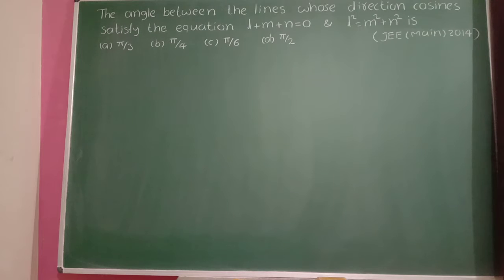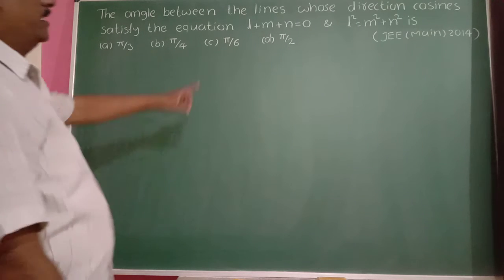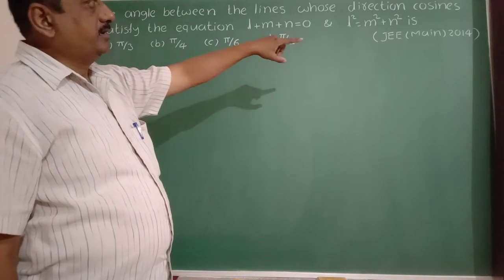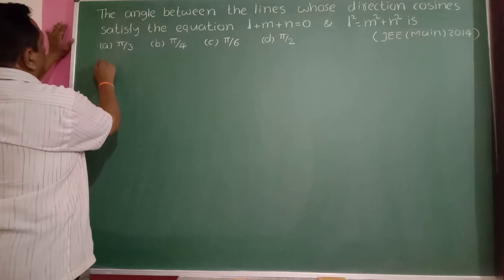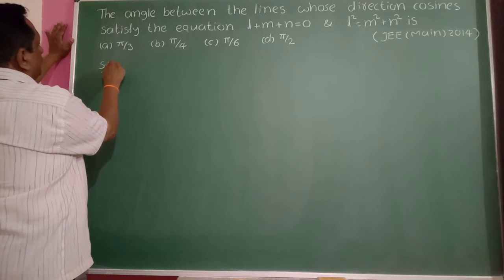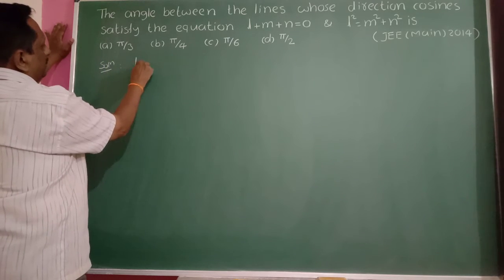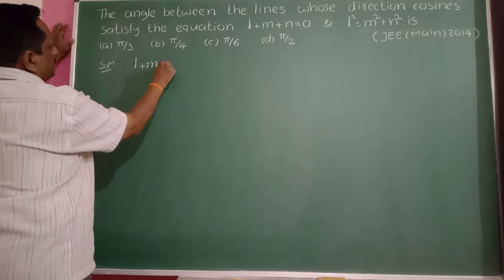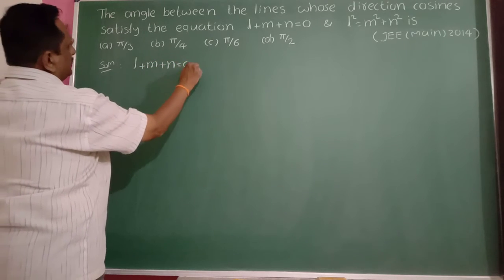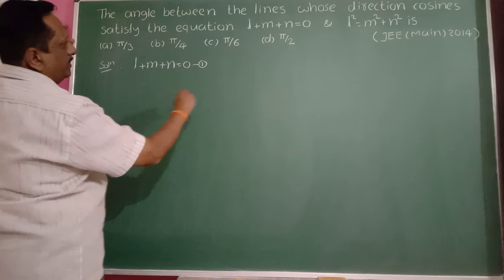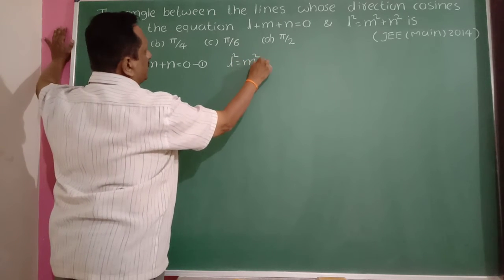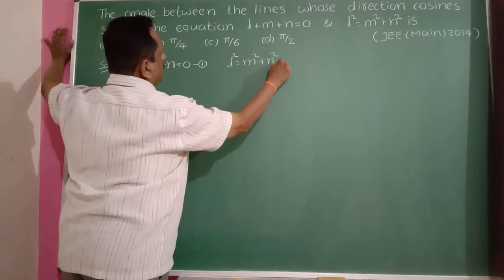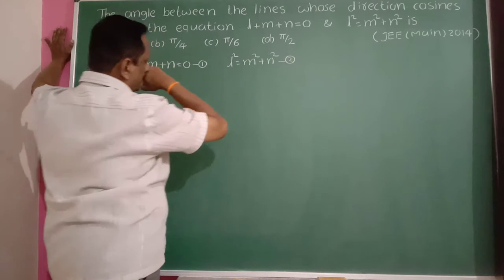The angle between the lines whose direction cosines satisfy the equation L plus M plus N equal to 0 and L square is equal to M square plus N square. So take the solution here. In this case L plus M plus N is equal to 0, take this as equation number 1. And L square is equal to M square plus N square, take this one as equation number 2.